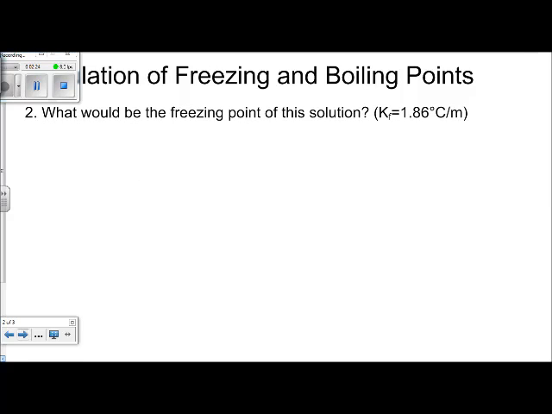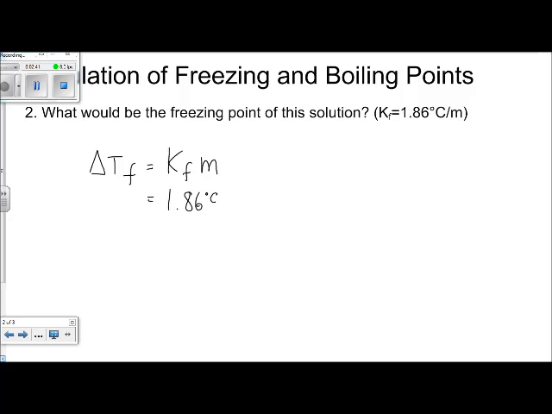From this point, we can now calculate the freezing point. We simply use the freezing point depression equation to calculate the delta TF. We use the freezing point constant of water, Kf, times that molality that we calculated earlier.